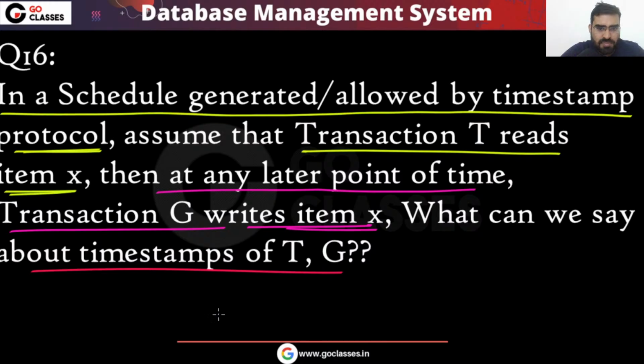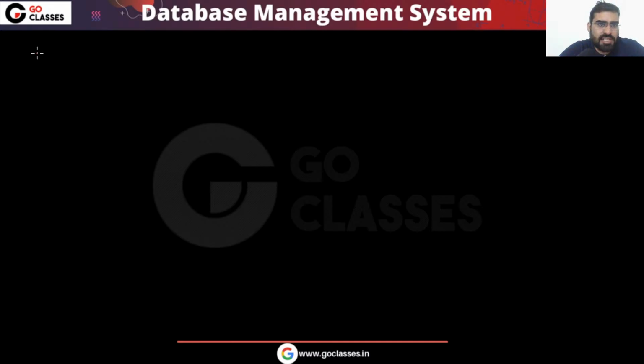Did you understand the question? The question is very simple. Read the question carefully. There is a schedule which is allowed by the timestamp protocol. So a schedule is already allowed by the timestamp protocol. Assume that transaction T reads item X. At some later point of time, transaction G writes item X. What can you say about the timestamp of T and G? The question is saying that the timestamp protocol allows a schedule S.